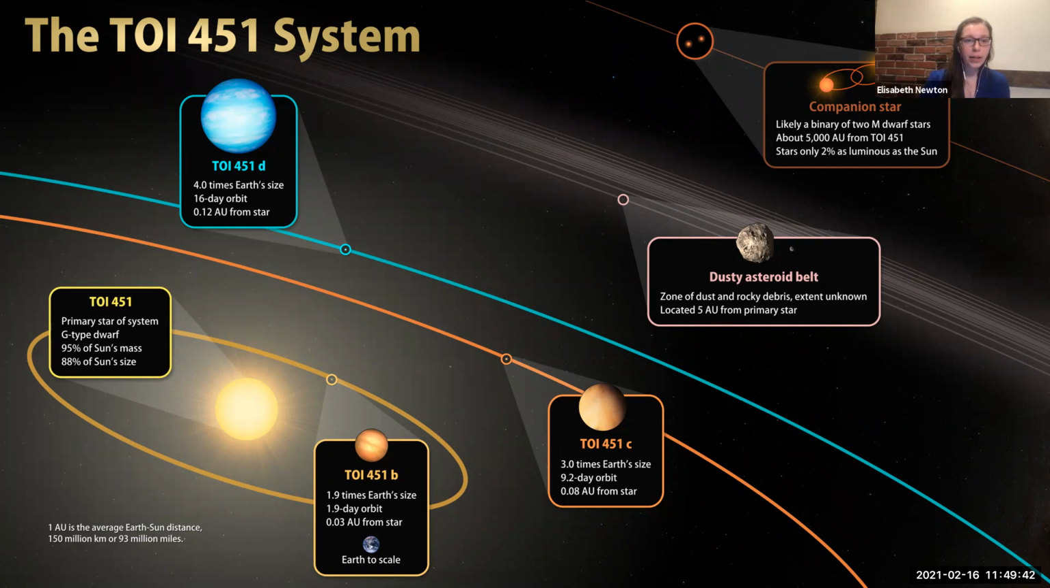The periods range from 2 days for the innermost to 16 days for the outermost. And the radii increase with increasing orbital period. So the innermost planet is 2 Earth radii, the outermost is 4 Earth radii. There's also a slight infrared excess in the archival WISE data that we used that indicates that there might be a dusty debris disk, a cool debris disk. And then there's also a co-moving distant companion that we think is itself an M-dwarf binary.